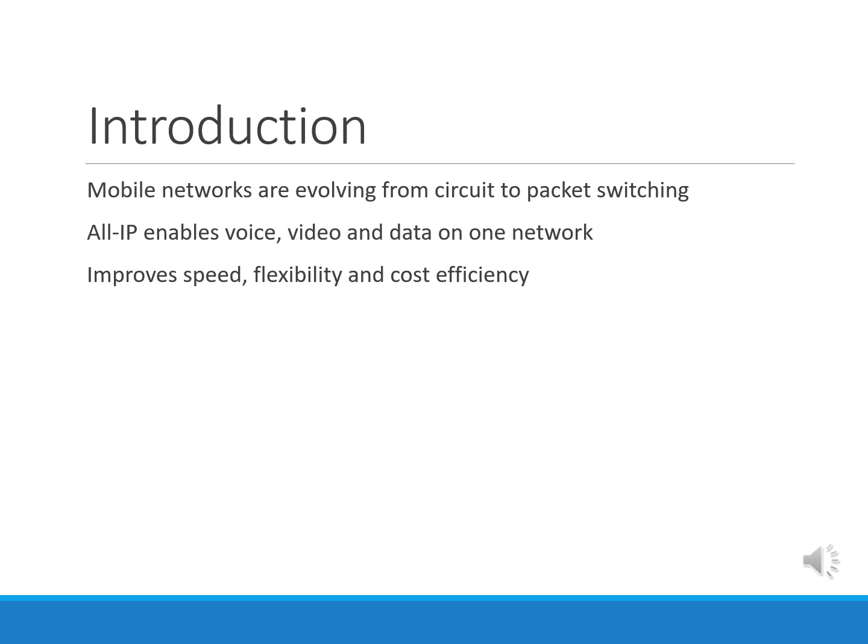In the past, mobile networks mainly used circuit switching, which means a dedicated connection is created for each call. But today, networks use packet switching, where data is broken into small packets and sent efficiently through the network. This change improves speed, flexibility, and cost efficiency.